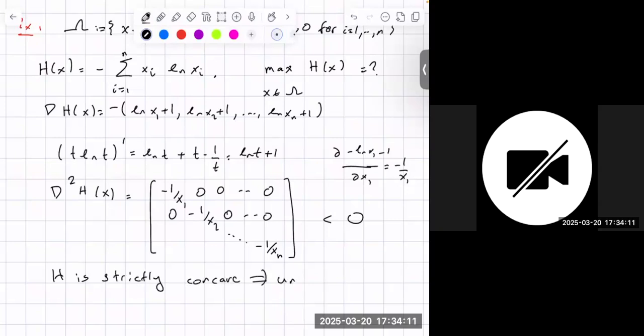And that means unique maximizer. That means this guy has only one single maximizer on this domain. And that's the thing I need to find out. Now here's a funny argument.